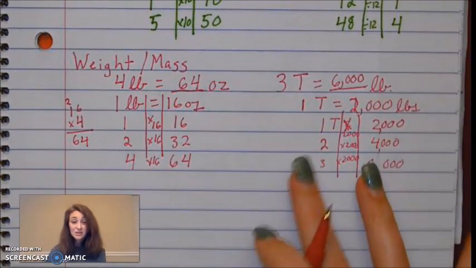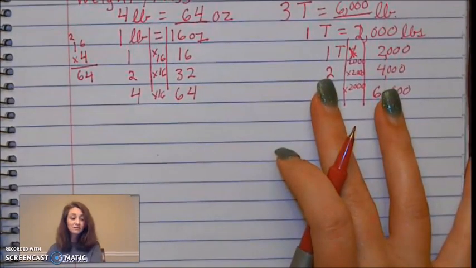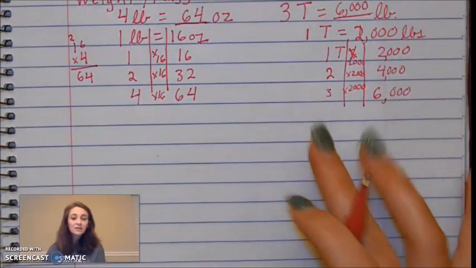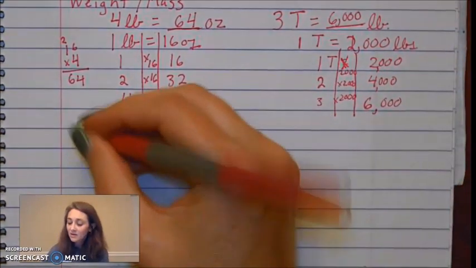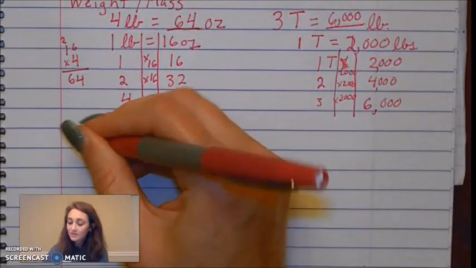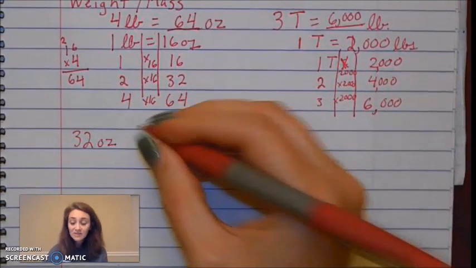All right, from there, let's do some of the small to bigs now. Let's say you had something that weighed 32 ounces, and you wanted to know how many pounds that was.